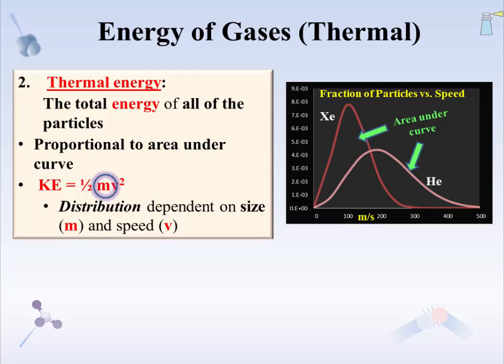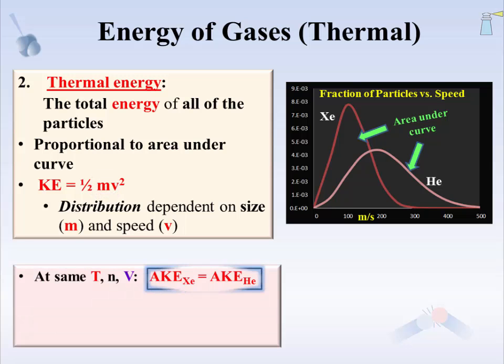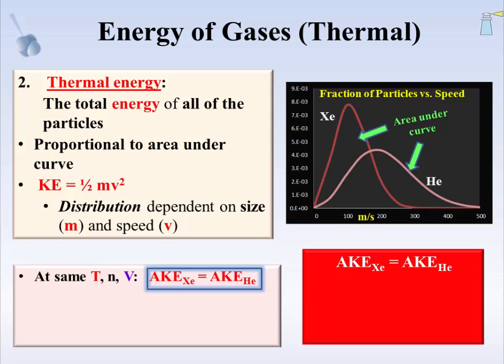How is that? Well, it's not all about speed. Because they have the same basic gas properties, they have the same average kinetic energy. The average kinetic energy of the xenon particles is equal to the average kinetic energy of the helium particles. One might expect the AKE for helium to be larger since it has a larger average velocity. It is not true because there are additional factors to consider.